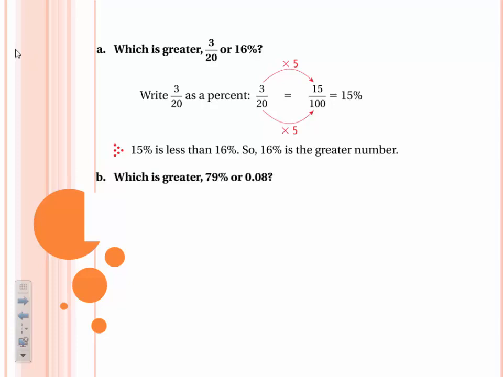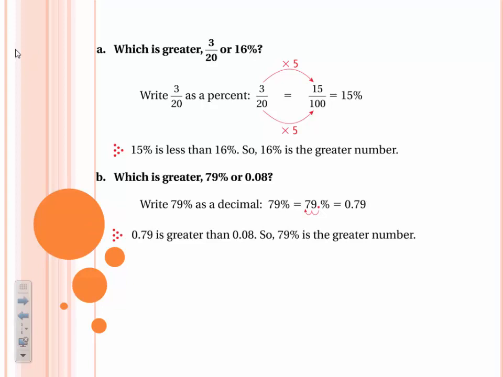So now we can start the next one, B, which is greater, 79% or 0.08. You can do this two ways. You can make them both percents or both decimals, which is very simple because if you remember, that's just moving the decimal. We're going to make 79% as a decimal in order to compare them, just because that's the way we picked it. And so you just move the decimal point twice to the left, giving you 0.79. So once you look at them, you can say, oh, 0.79 is greater than 0.08, so 79% is the greater number. All right, easy as that.